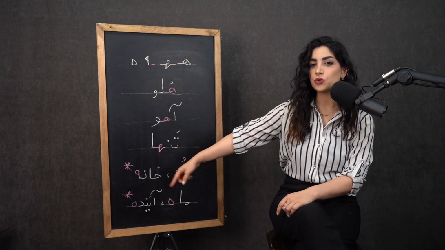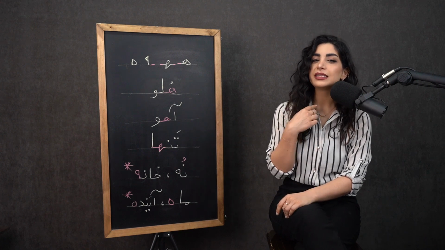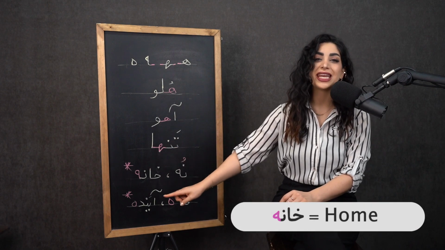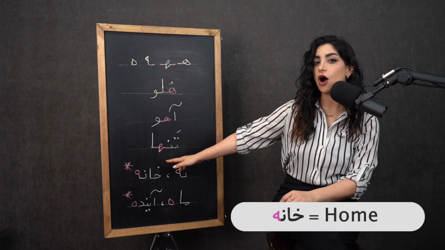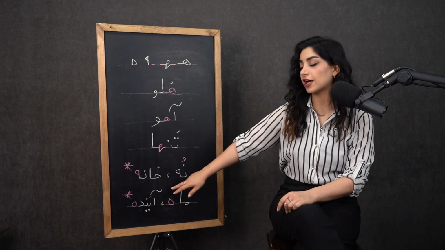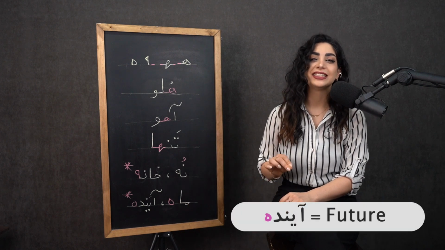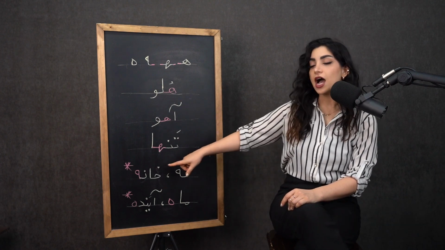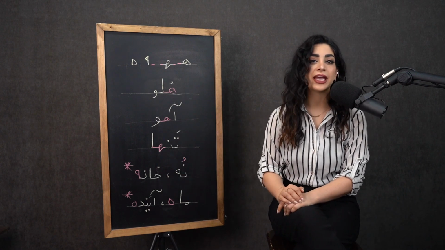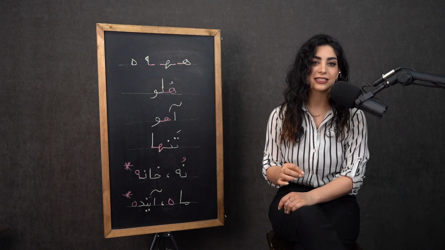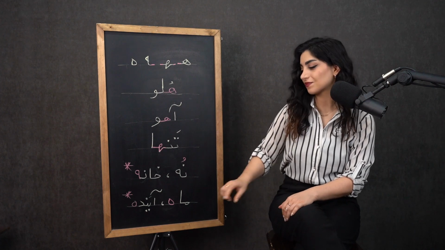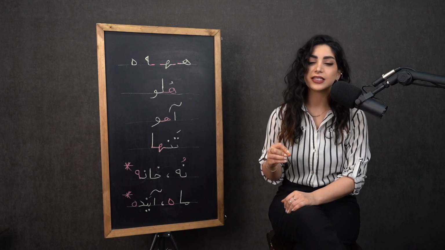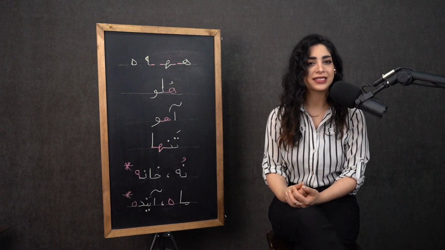Now look at these 2 which have stars. Listen to how I pronounce them. Khane. The other one, ayande. See, I'm not reading it as khane. I'm reading it as khane. Next one, it's not ayande. It's ayande. Why is that?